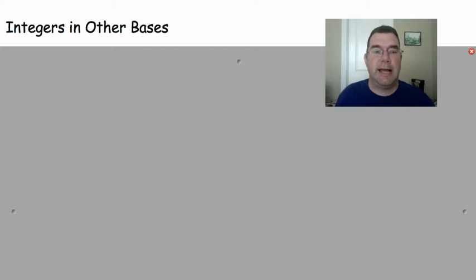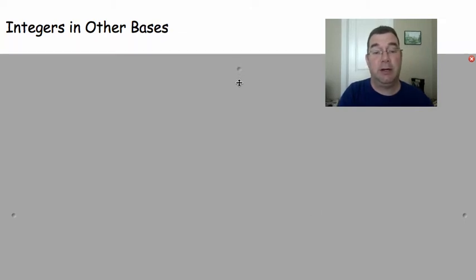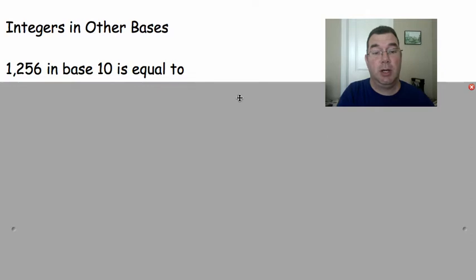All right, in this last section on number theory, we're going to talk about what happens when you have integers in other bases. So we're used to dealing in base 10, mainly because we have 10 fingers, 10 toes. So let's just talk about what that means.